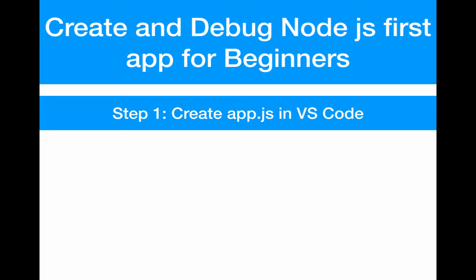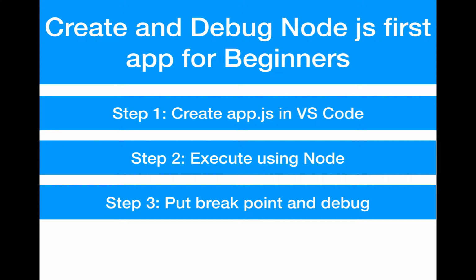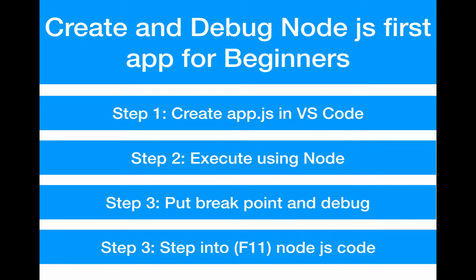Step 1. Create app.js in VS Code. Execute code using Node. Put a breakpoint and debug. Step into Node.js code. Let us go to the demo.